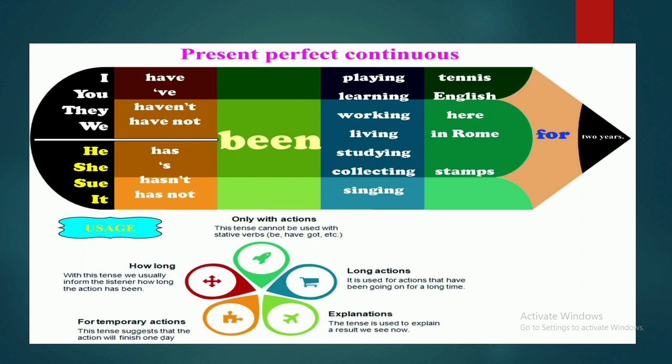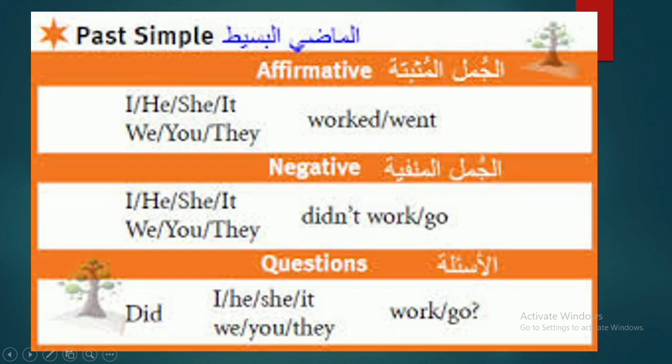Here the present perfect continuous tense, have or has been plus gerund. Have or has been plus gerund. Of course, to make negative we use haven't or hasn't. We add not. And here is the usage of the present perfect continuous tense as I told you. Now we move to the past tenses. The past simple tense, as you can see, we have regular verbs and irregular verbs.